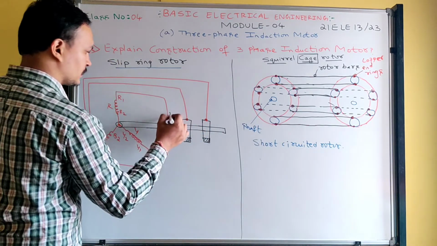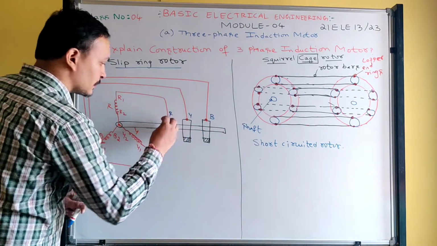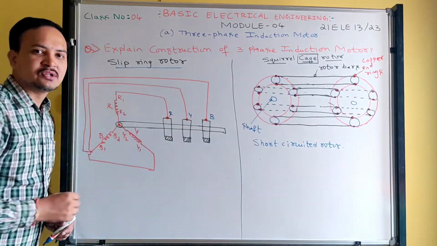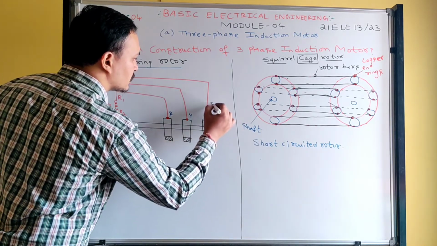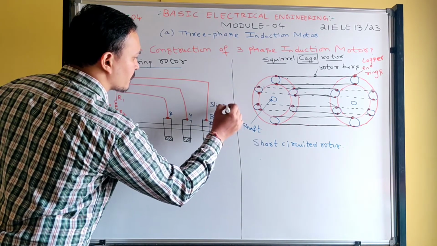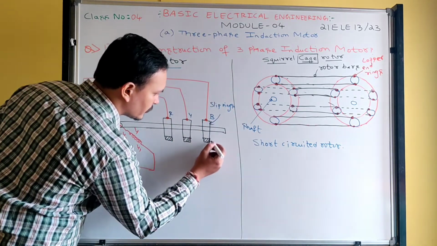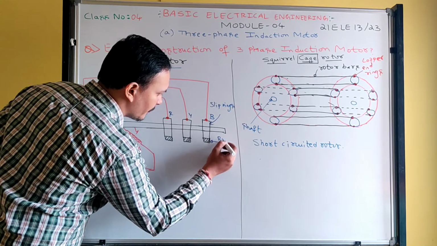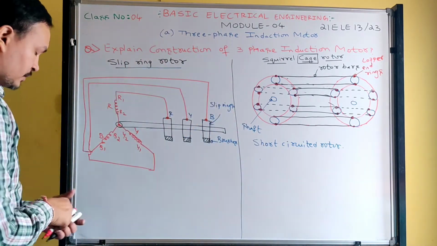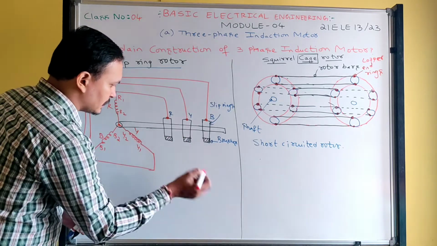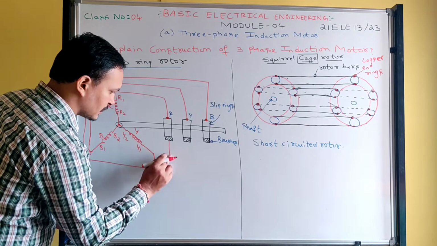So what about this one? This is R, this is Y, and this is B. And these slip rings are mounted on the shaft. So this we can call slip rings. Then what about this one? These are called brushes. Got it? Now, externally outside the brushes, we can make a connection like this.